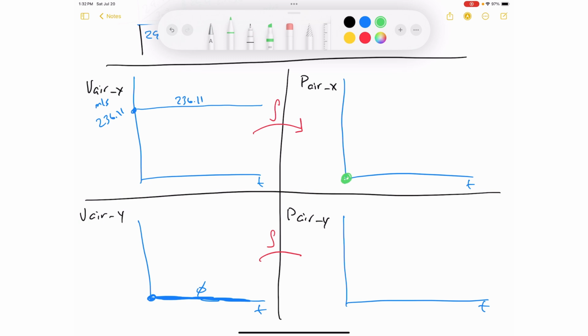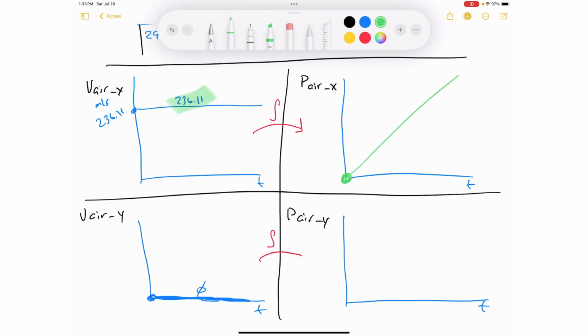Now, what does that function look like? What does his position look like? Well, all you have to do is take this 236.11 and just integrate it, and that becomes his position. Okay, great. And so 236.11 is just 236.11 t, right? So then that becomes this.